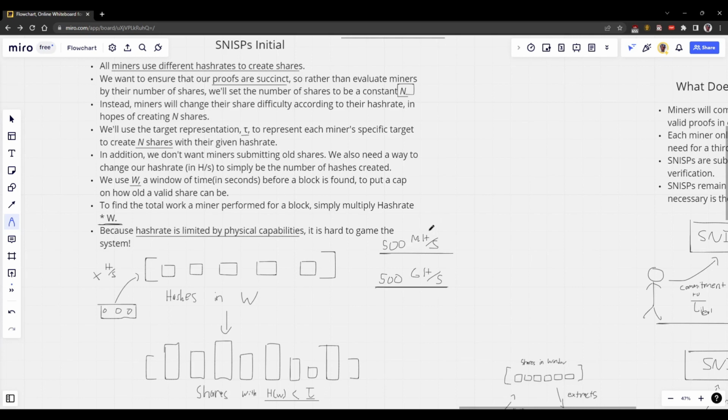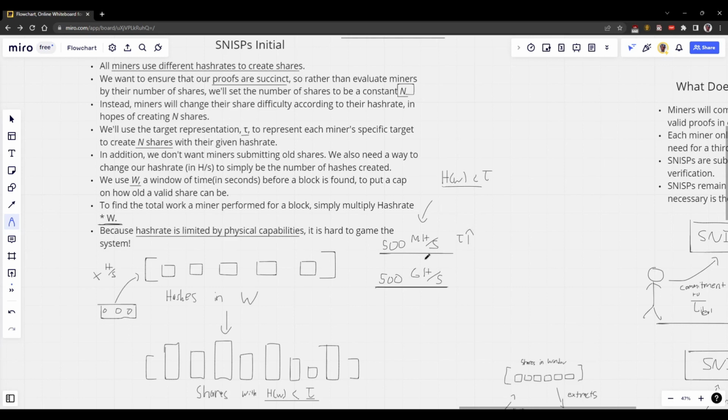For the miner with 500 megahashes, they're probably going to have a higher value of ta. The reasoning for that is because they have a smaller hash rate. So because they have a smaller hash rate, their value of ta is going to be higher, meaning that the threshold dividing hashes from shares is going to be easier to solve. The inequality h of w is less than ta is going to be easier to satisfy for this miner compared to this miner because their ta value is increased.